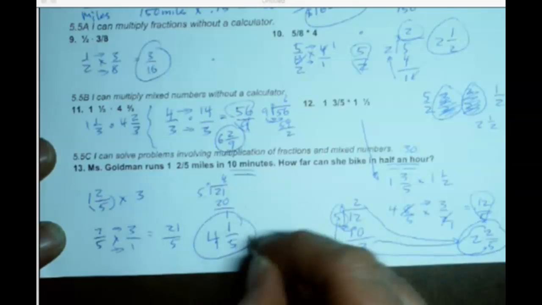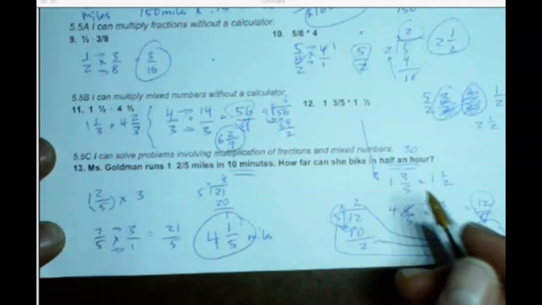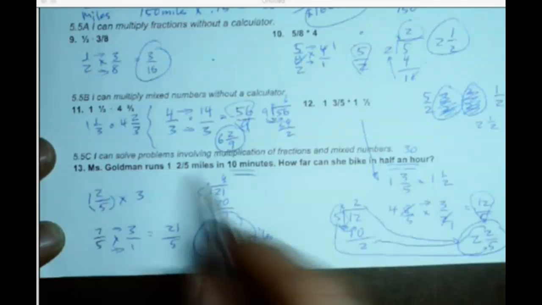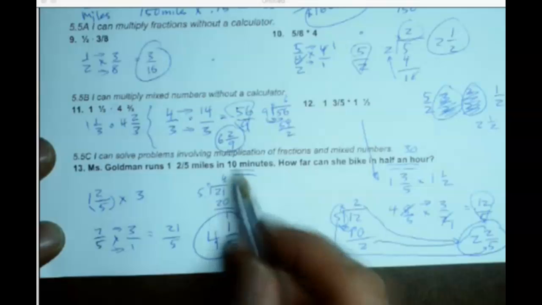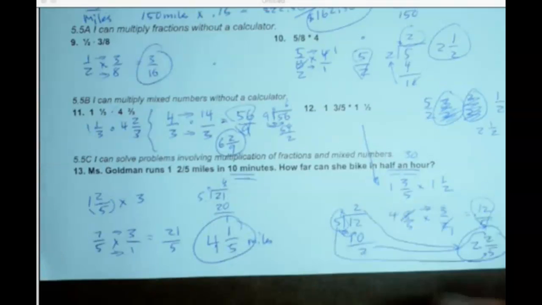4 and 1/5 miles in 30 minutes, or in a half an hour. And that makes sense. If she can run about 1.5 miles in 10, she could run about 4.5 miles in 30, or 3 times that amount. Okay, let's see if I have another 5.5c.